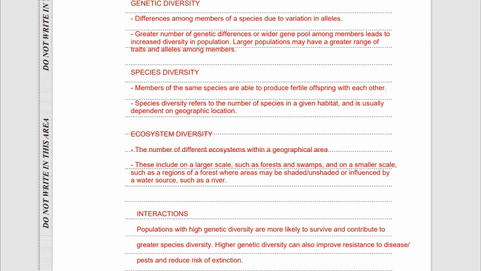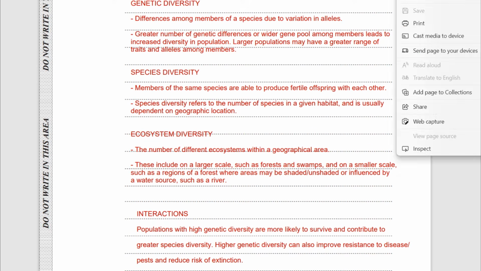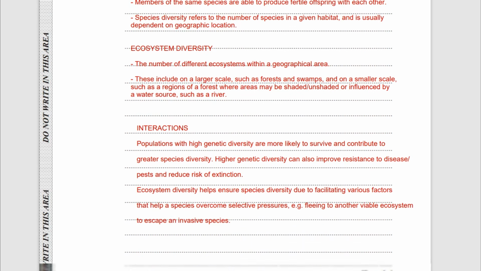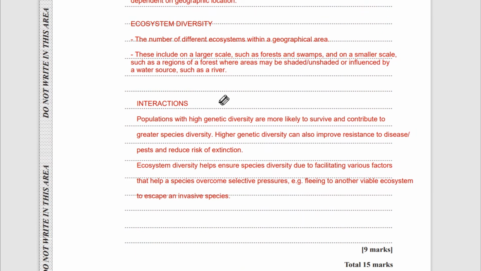So how do all of these interact? So the interactions. Populations with high genetic diversity are more likely to survive. This is because they can overcome selective pressures. If we take Darwin's finches, for example, they were able to survive on a whole set of different diets. So competition wasn't really a thing that kept them back.